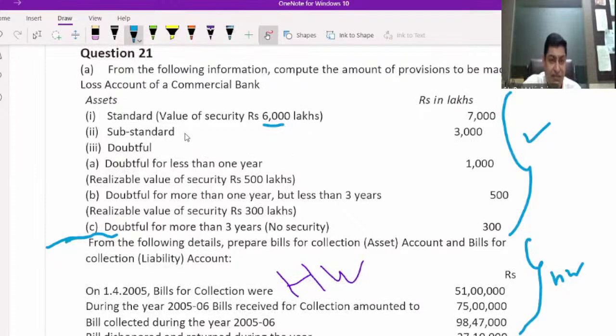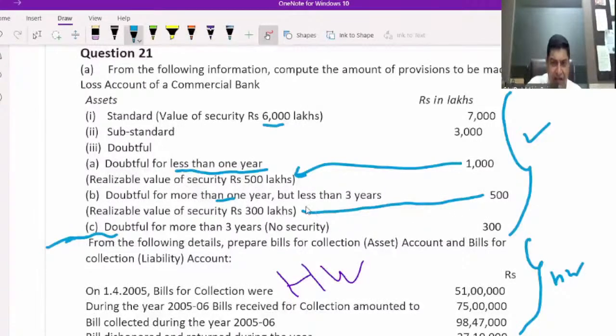Then you are given substandard, nothing specified. As you know, nothing specified, then what is to be done? Then doubtful, and guys, doubtful you have three things. Doubtful for less than 1 year, from this 1,500, from this 1,500 is secured. More than 1 year, from this 500, 300 is secured, and for this 300, no security. It is unsecured.